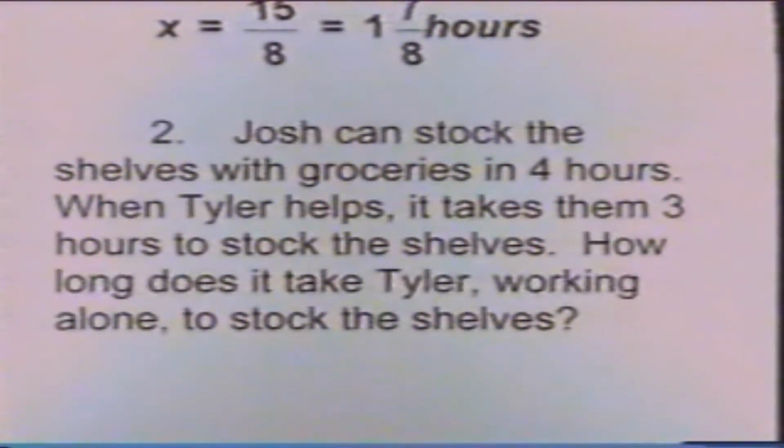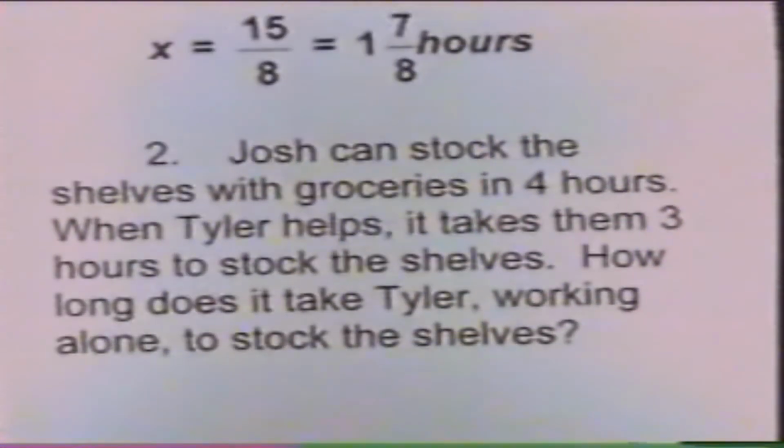Okay, so let's look at those times carefully. The 4 hours is the length of time that it takes Josh alone. So that 4 hours is going to translate into Josh's rate. The 3 hours is the time it takes with both of them. So that is not Tyler's rate. We are actually looking for Tyler's rate, since it says how long does it take Tyler working alone to stock the shelves. So again, we know Josh's rate. We do not know Tyler's rate. So let's take a look at how that's set up.